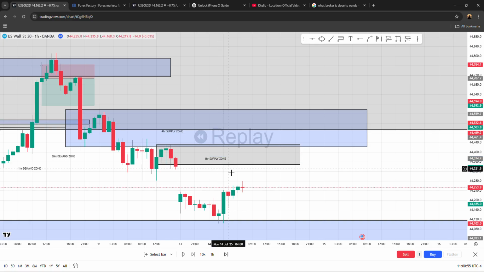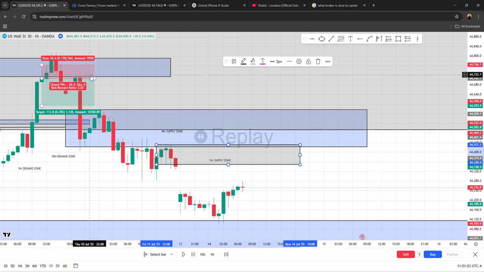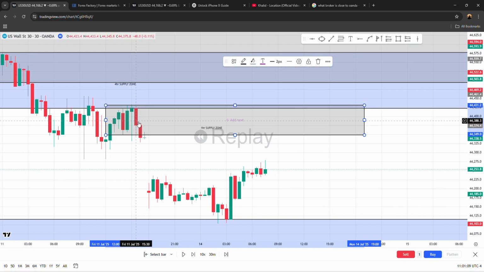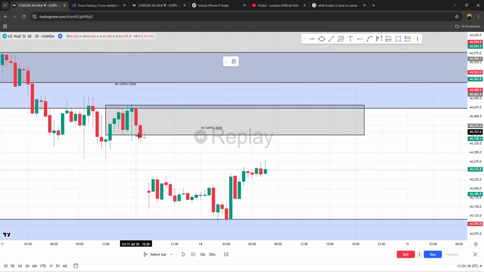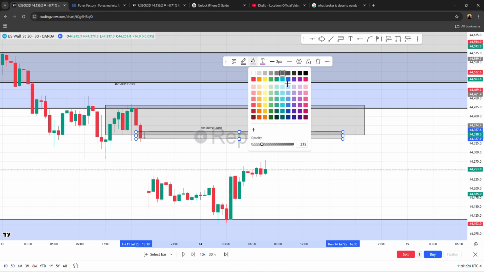1 hour supply zone. Yep. Change this color to blue, or let me just leave it like this. I don't think it matters. And then go down to the 30-minute. Yep. I'm gonna mark it out actually, in case price comes into. So I mark every single order block. I don't think I mentioned that before. I mark every single order block zone.